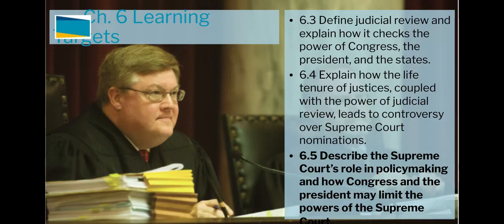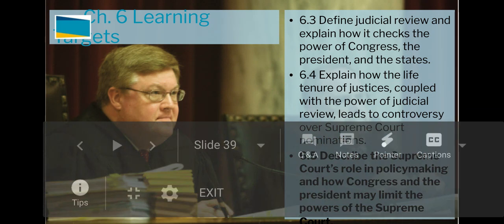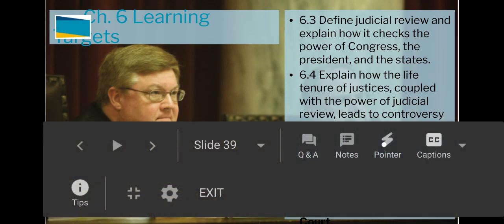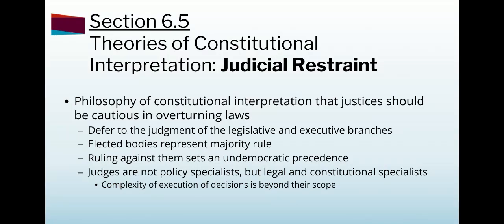All right, the last thing is we're looking at how the court is involved in making policy decisions. So we're going to see how they make decisions when they're actually on the court. So one way that they could interpret, when they're making decisions, they have to decide, do I want to use judicial restraint or activism? And I'll explain each of them. So judicial restraint is the philosophy where the justices interpret the Constitution in a way where they would be cautious of overturning any type of law.